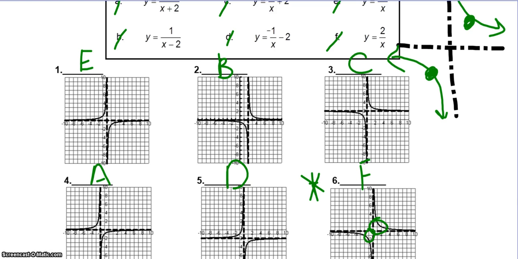You need to go through and state the domain, range, vertical asymptote, and horizontal asymptote of all of these. Literally your asymptotes are the dotted lines. It should be an x equals and a y equals, and remember those cannot be included in your domain and range.